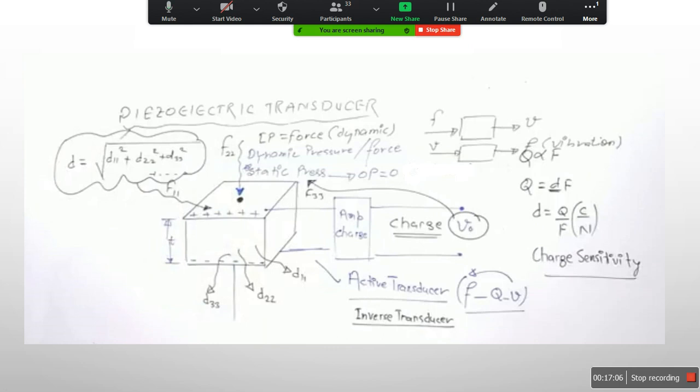And sometimes, if you want to find the force, and the charge value and the dimension are given, then you can find F is equal to Q by D. So like that you can do mathematical expressions for the piezoelectric transducer.